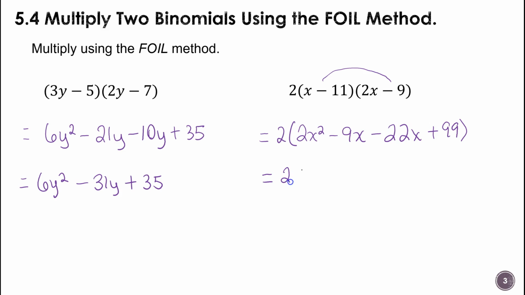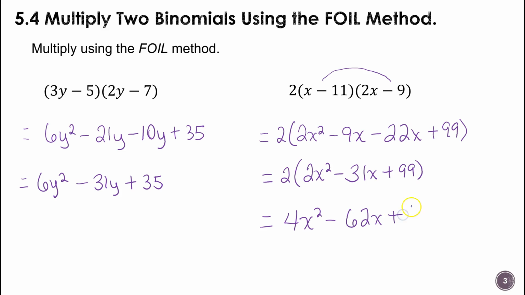Okay, so keep the 2. We're going to simplify in the parentheses. So now we have 2x squared minus 31x plus 99. And then we will distribute the 2 because we're still multiplying, so we need to multiply by 2. So I get 4x squared minus 62x plus 198. All right.